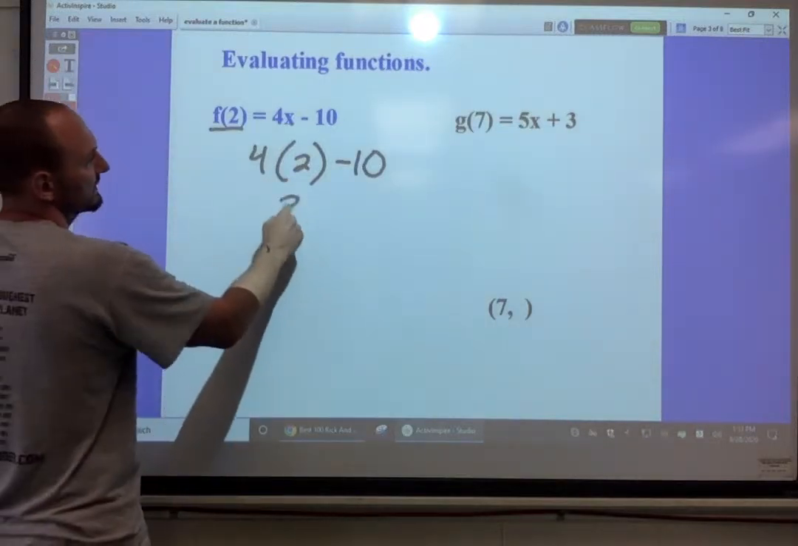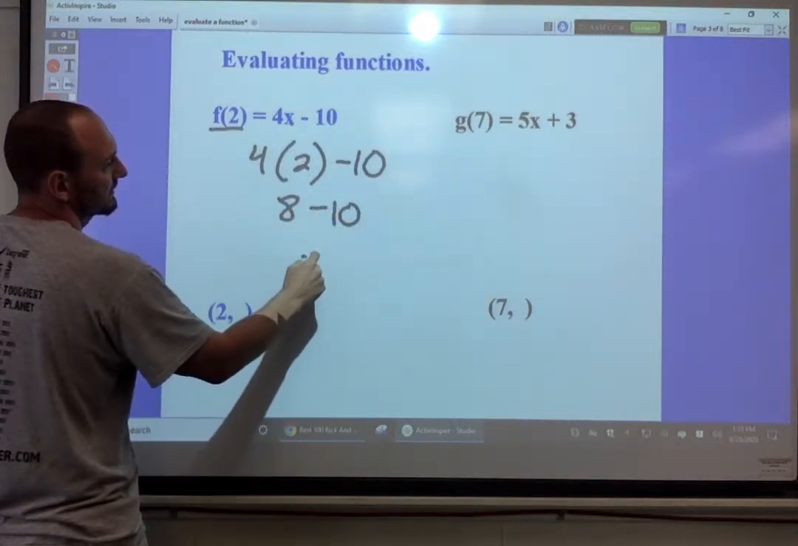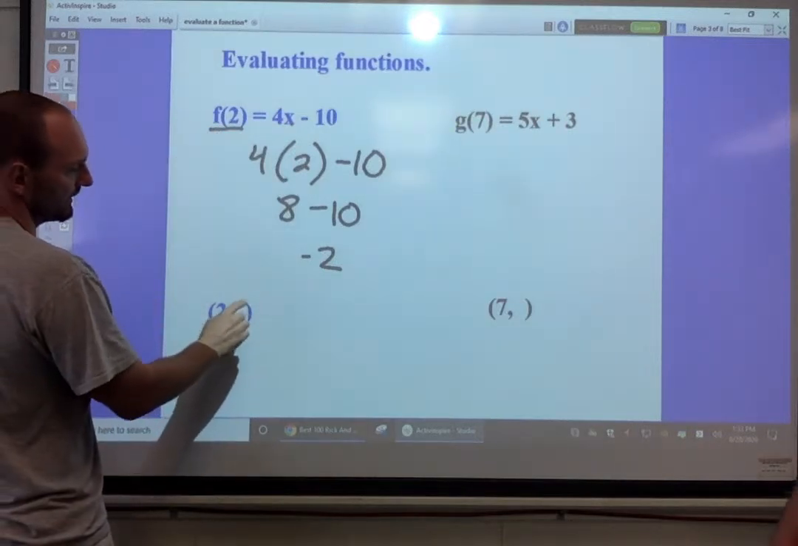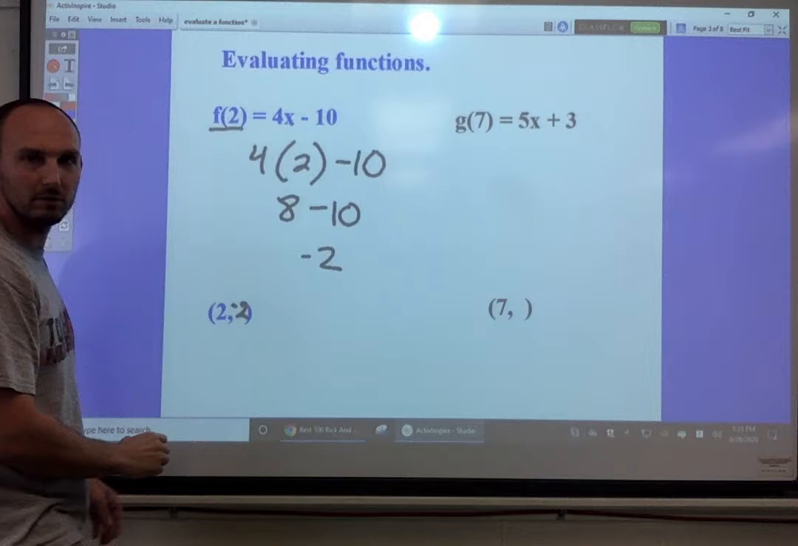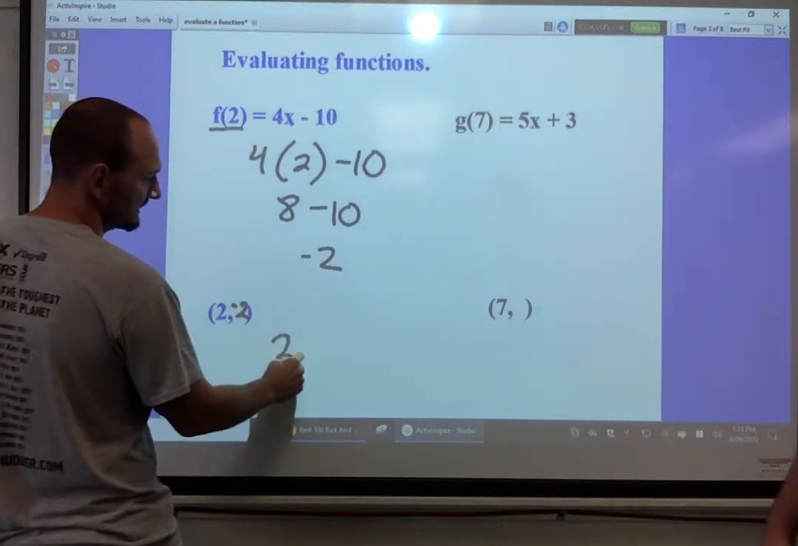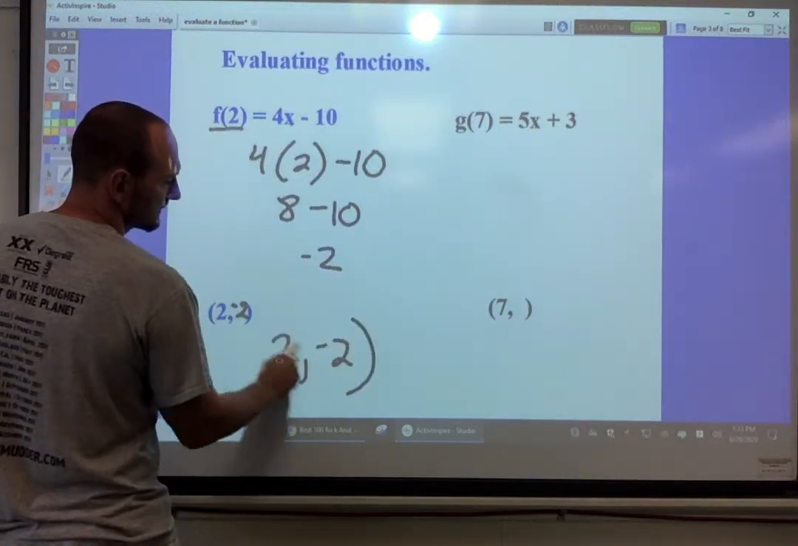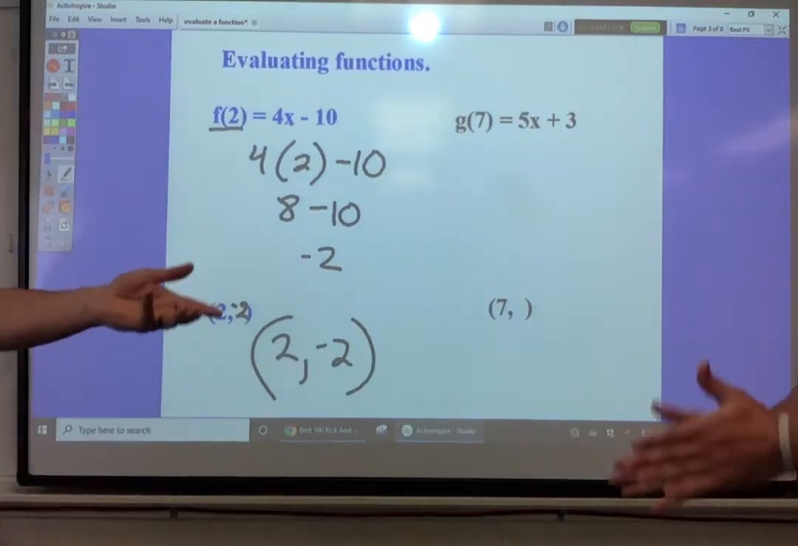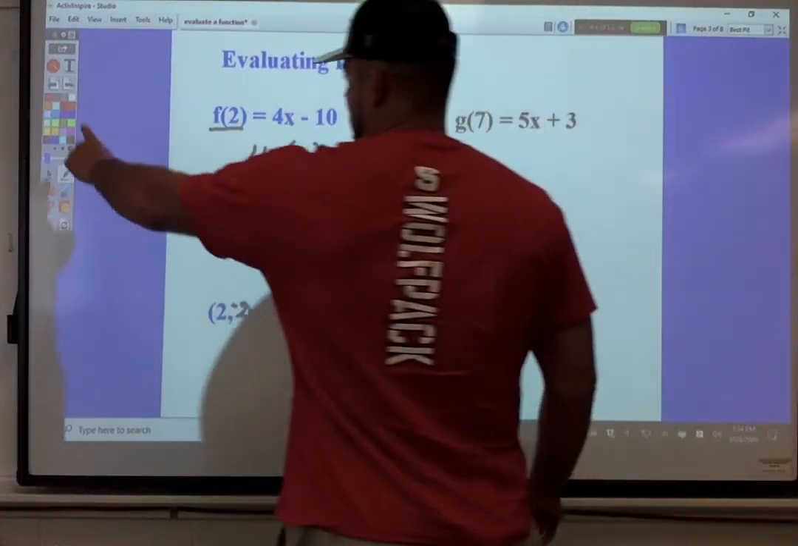4 times 2 is 8. 8 minus 10 is negative 2. So, when x is 2, the y value is negative 2. So it's like a point. And I don't know if we can see that. There we can see it. At x is 2, the y value is negative 2. Your turn, sir. I'll do the other side.